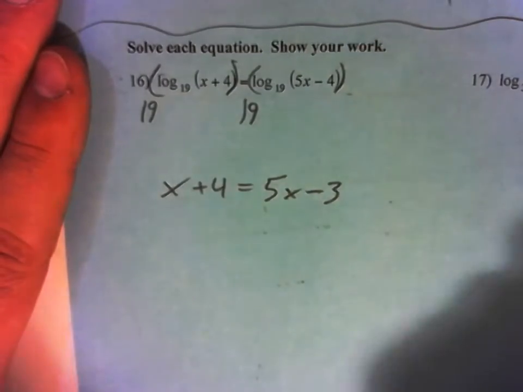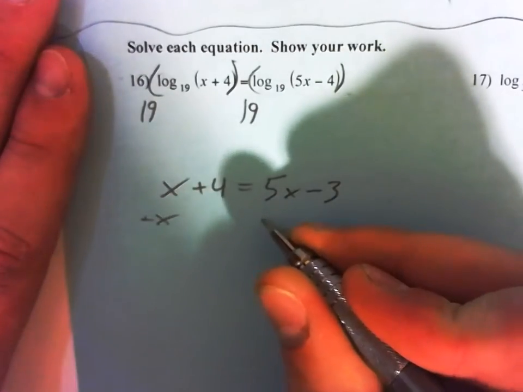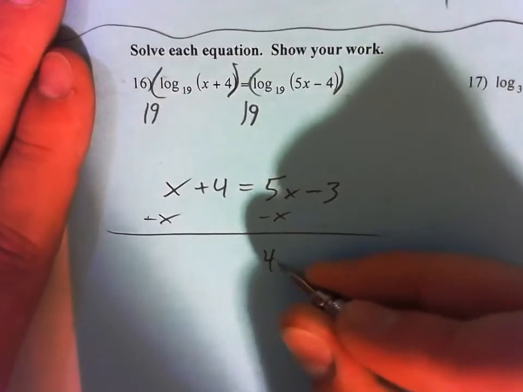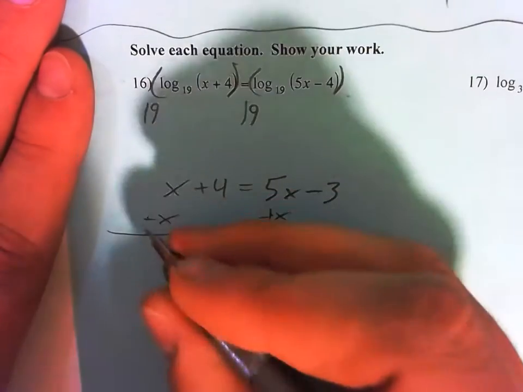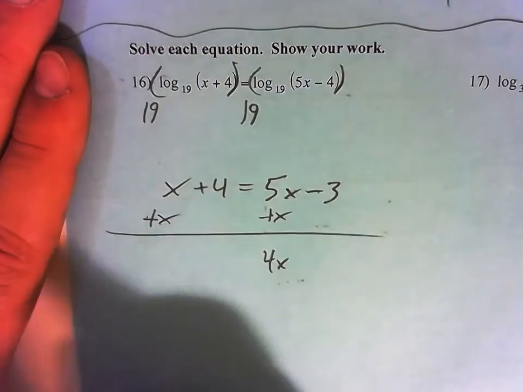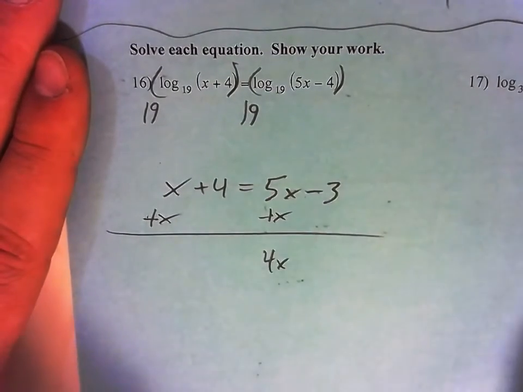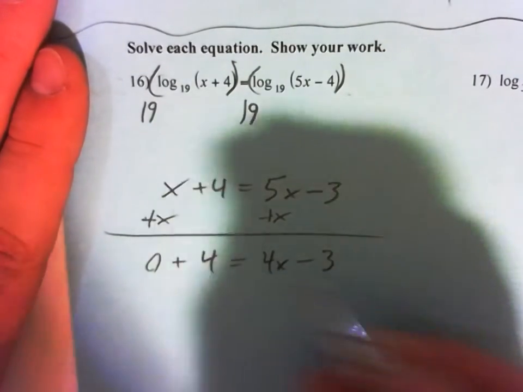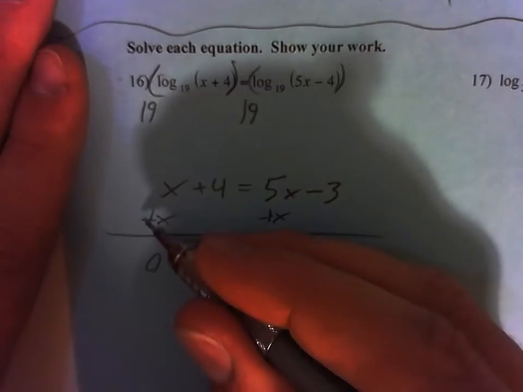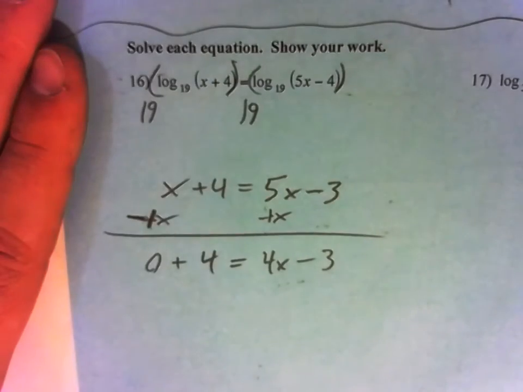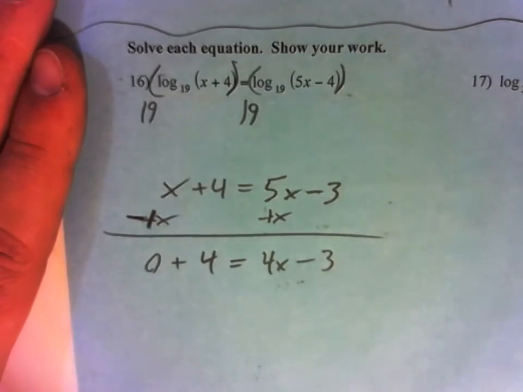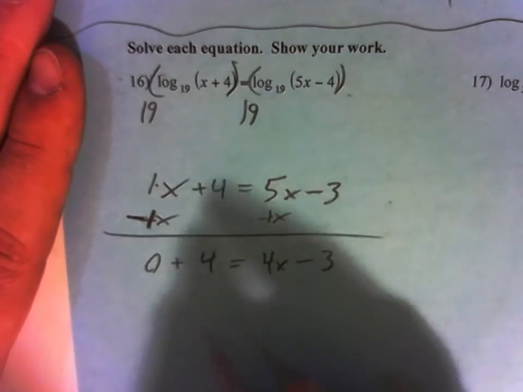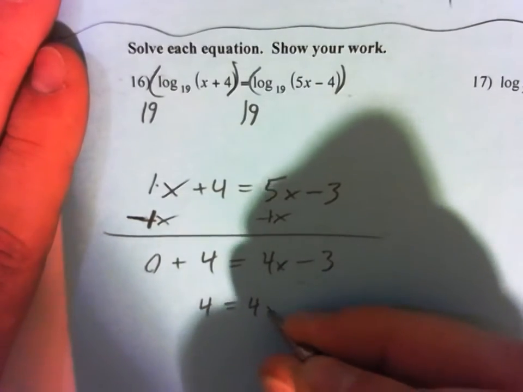What am I going to do? I'm going to solve for x. Let's subtract x from both sides. 5x minus x is 4x. If that confuses you, pretend it's negative 1x, or minus 1x. So 4x minus 3 equals 0 plus 4. That's not a plus, that's a minus 1x. Sorry if that looked like a plus x. 1x minus 1x is 0. Okay, so we have 4 equals 4x minus 3.